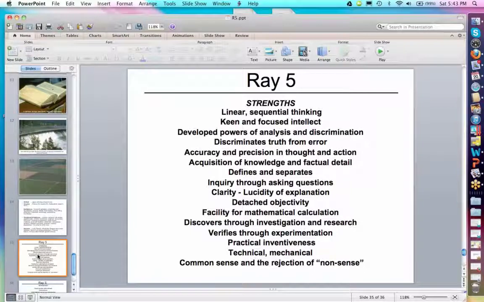Are you the kind of person that looks for the facts? Are the facts important to you? Do you describe things in detail? Do you define or do you separate? Inquiry through asking questions. I kind of covered that already. And clarity. Explaining things so that someone else can understand them with greater clarity.